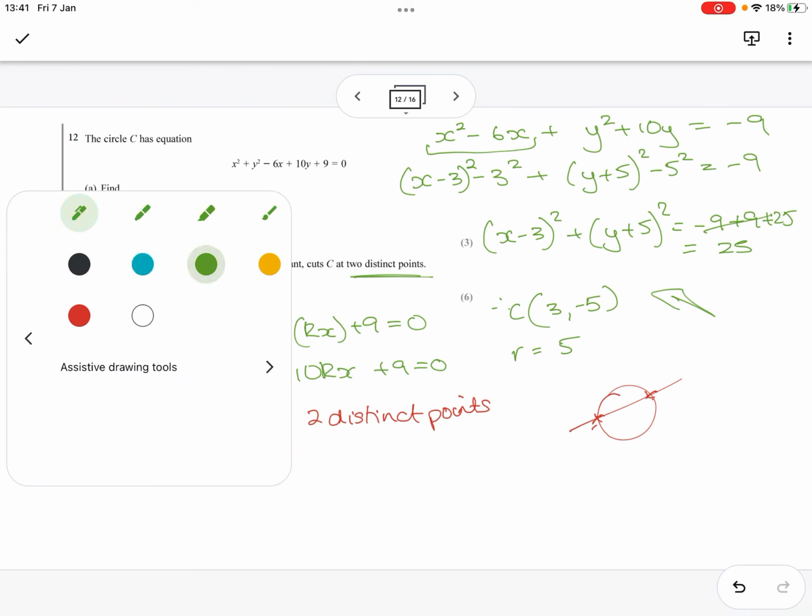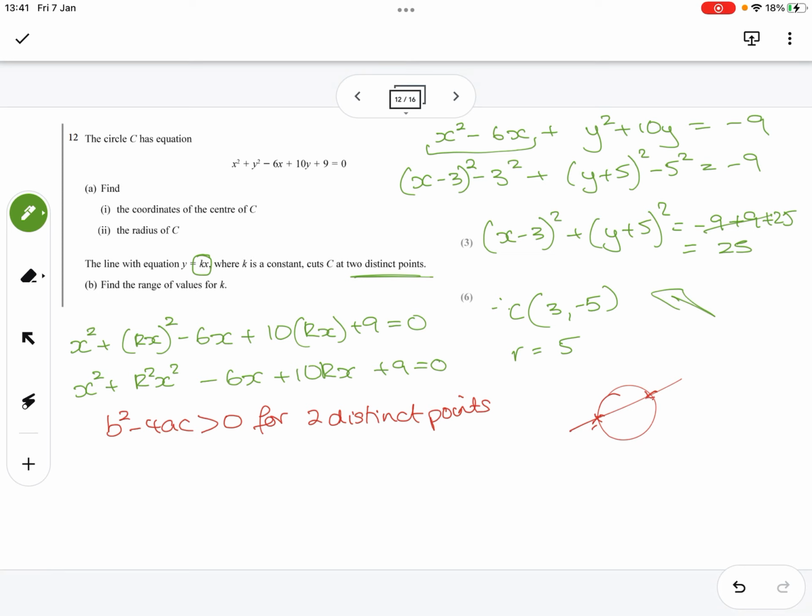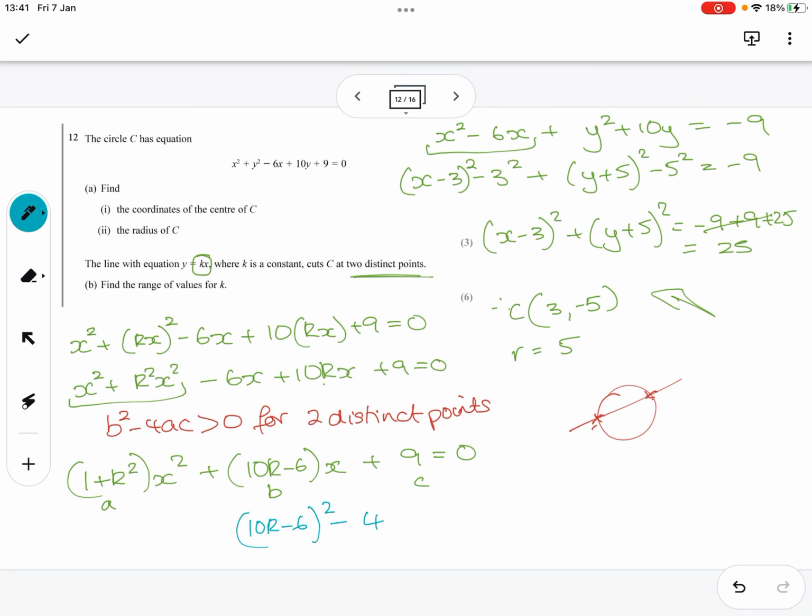So we need to get our equation in the form of finding our a, b and c. So we're going to look at our x squared and say this is 1 plus k squared, lots of x squared. And then I'm going to move this around and say this is plus 10k minus 6 lots of x's plus 9 equals 0. So then that's my a, that's my b, and that's my c. So 10k minus 6 all squared minus 4 times a times c is greater than 0. That's what I'm trying to do.